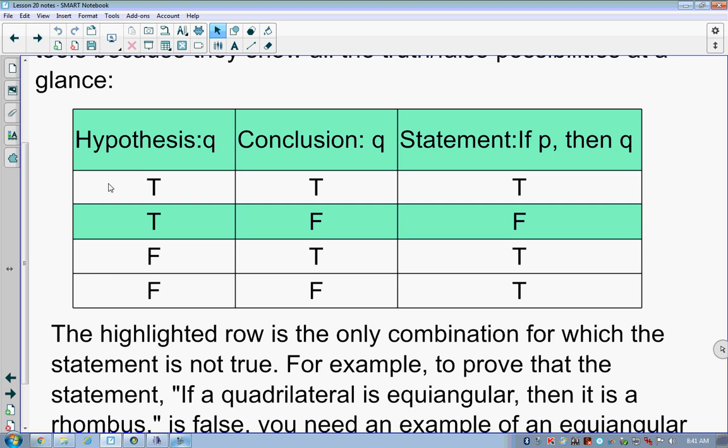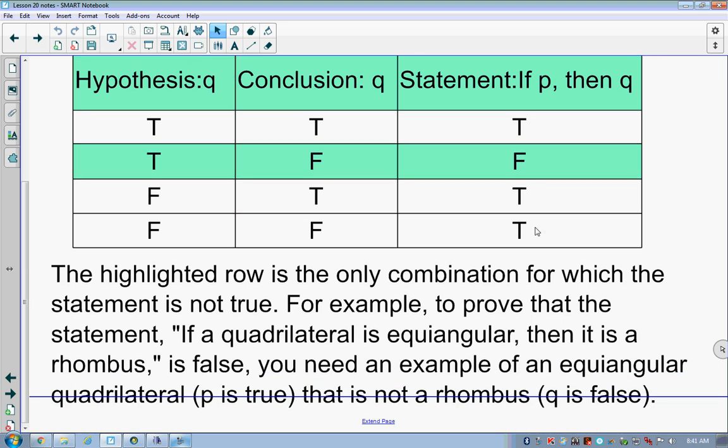Now, if my hypothesis is false and my conclusion is true, then my statement is still true. If my hypothesis is false and my conclusion is false, it's still true. I know that seems weird, right? That doesn't seem like it should be, but that's how this works. Okay? So what you want to be able to follow is the only time I'm going to have a false truth value is whenever it goes true-false in terms of hypothesis and conclusion. So the highlighted row is the only combination for which the statement is not true.